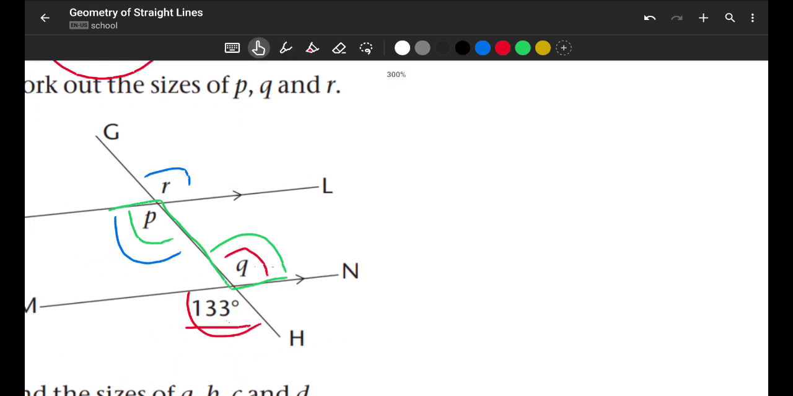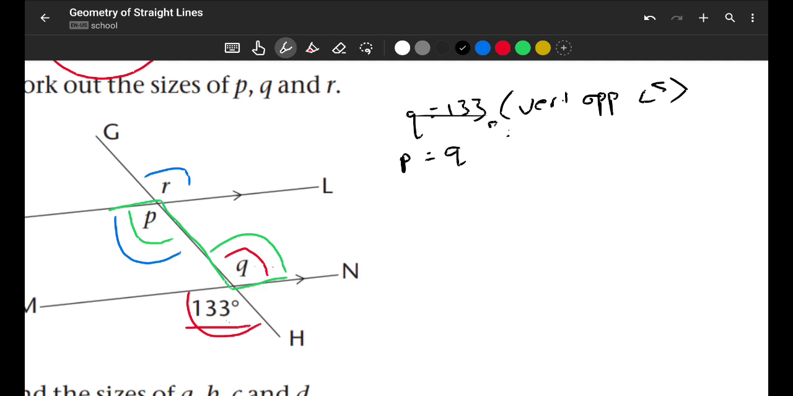First of all, Q and 133 degrees. When you say Q is equals to 133 degrees, what is my reasoning? Vertically opposite angles. Right? That is my reasoning. And that's it. Q is 133 degrees. Right? Then I say P is equal to Q. What is my reasoning? Alternate angles. Right? Alternate angles. And I must say my reasoning.